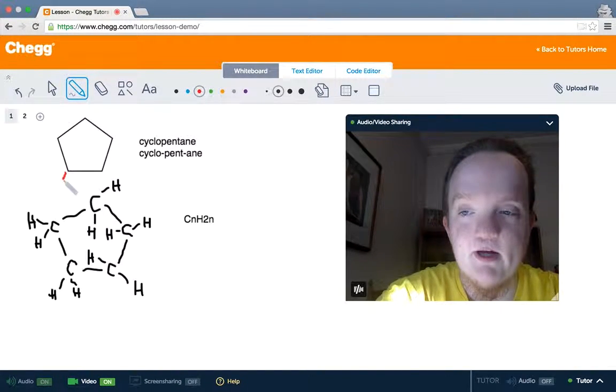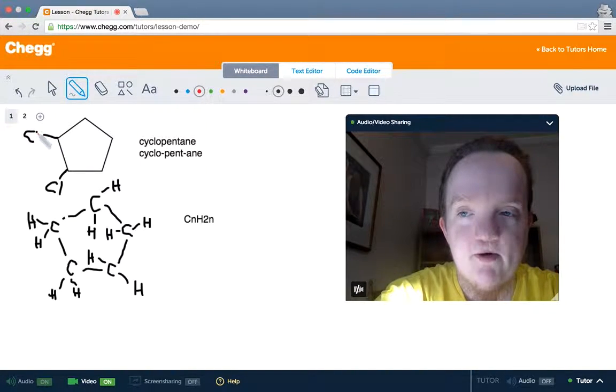If you have something where, say, you added a ketone, so obviously you'd have 2 less hydrogens here, then this would be cyclopentanone instead of cyclopentane. It's not a cycloalkane, but it's still a ring structure, and that's an organic molecule. If instead you had an inorganic functional group attached, say you had a chlorine attached, you would call this chlorocyclopentane.